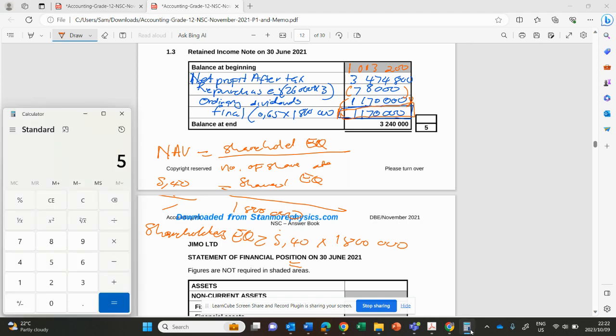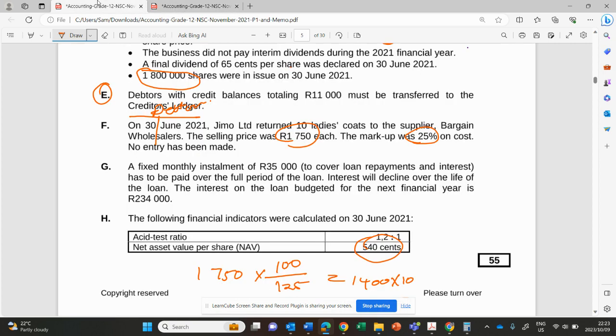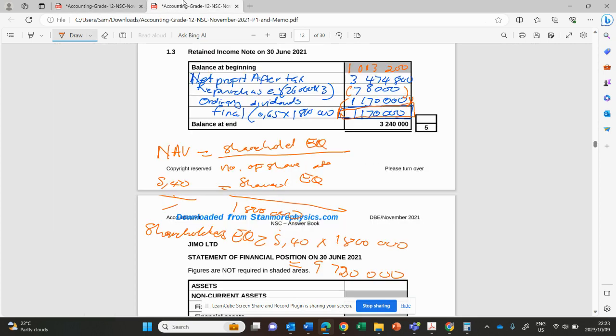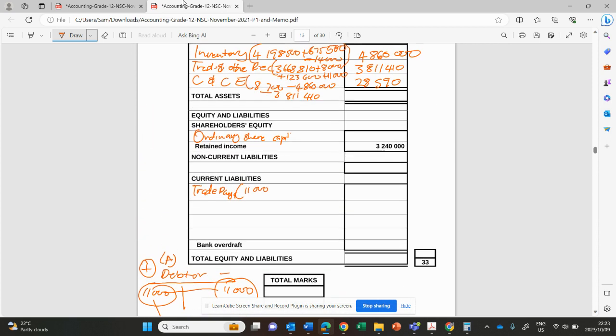Now you can say 5 rand 40 times 1,800,000. So you're getting 9,720,000. So 9,720,000 is the shareholders' equity. Now you put it here, 9,720,000.